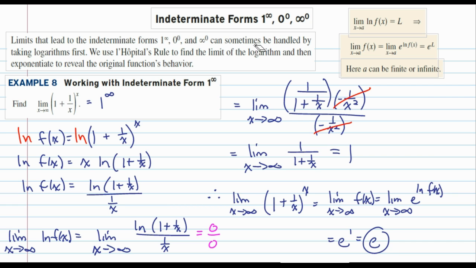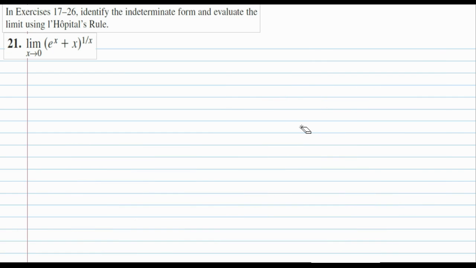So we did what this instruction told us to do. Limits that lead to these indeterminate forms can sometimes be handled by taking logarithms first. So that's what we did. We took the logarithms, to help us with that exponential situation. Then we used L'Hopital's rule to find the limit of the logarithm. That's what we did. We found the limit of the log. Then exponentiate, so that was what was done in here, e to the natural log of f of x, to find the original function's behavior.